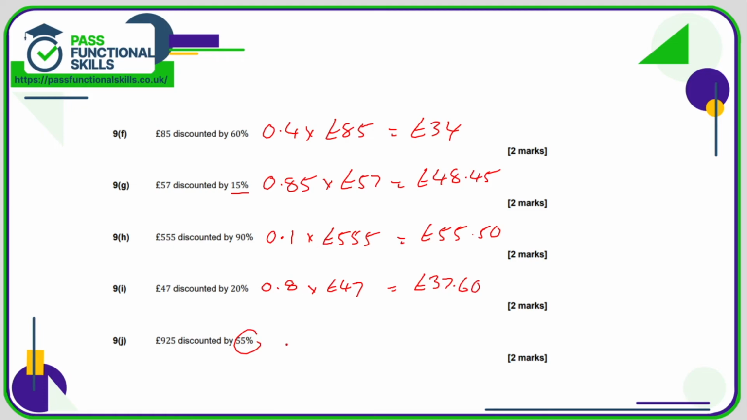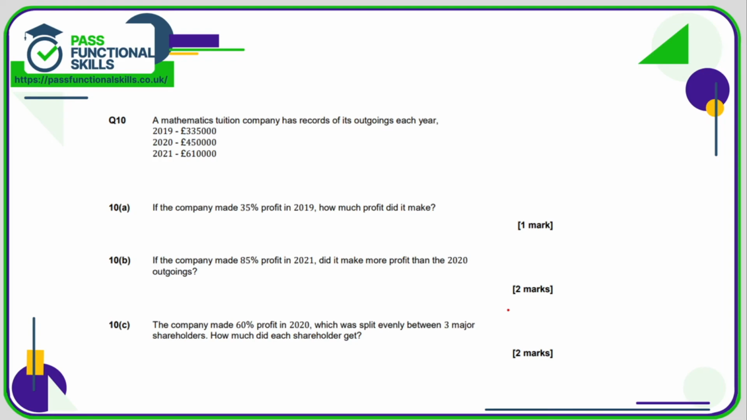55% off means you're paying 45% of the original price, and the multiplier for 45% is 0.45. Again, for all of these questions, it's really important that you understand how multipliers work. Otherwise, you must be thinking, where on earth do all these crazy numbers come from? So that might be something you need to work on. But 0.45 multiplied by 925 is the calculation, and that comes to a total of £416.25.